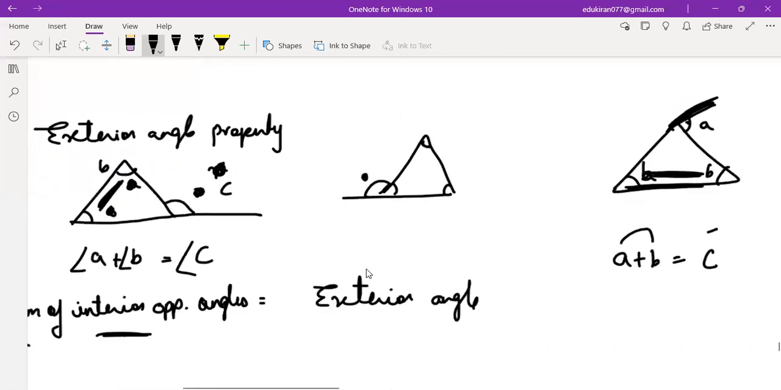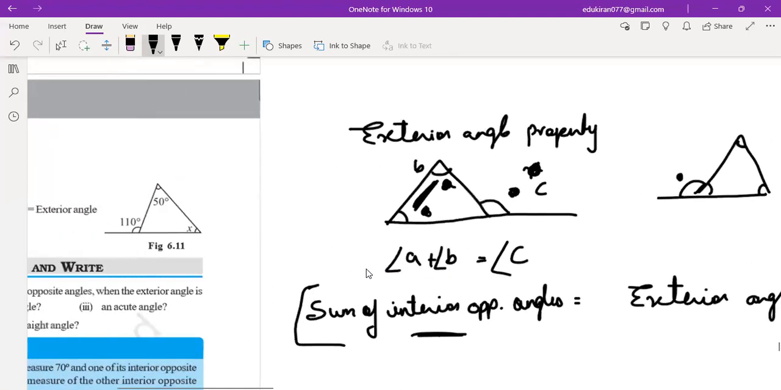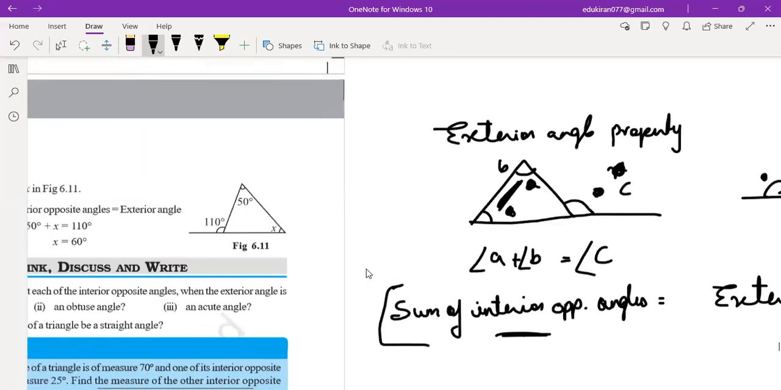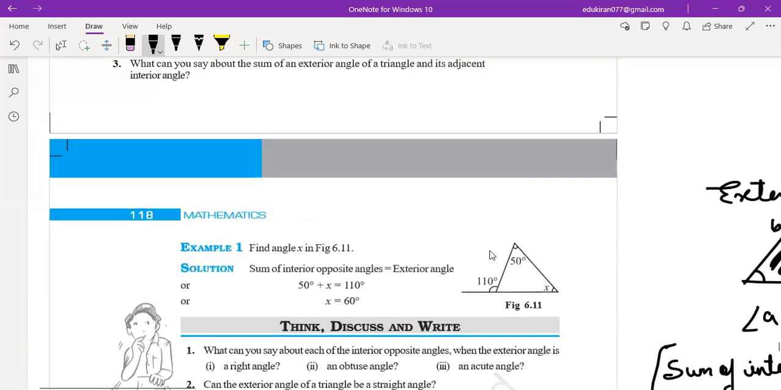Ma'am, you are telling that if the interior angle is 150 degrees, we cannot find the other because there is one more number outside. So we should do 150 degrees plus x. See, I'm just giving you one question. You can see this question, right? Here, this is your exterior angle, and these are the opposite angles.